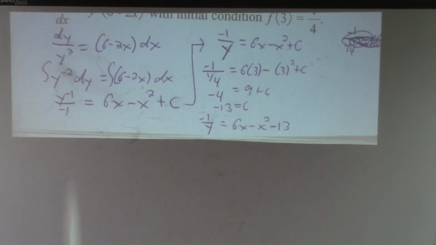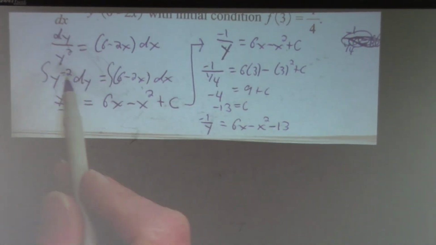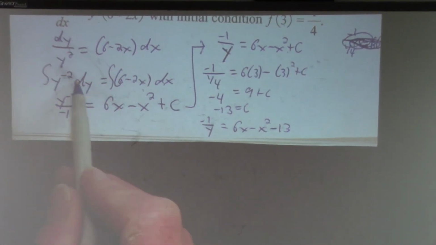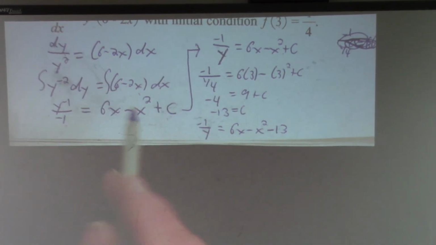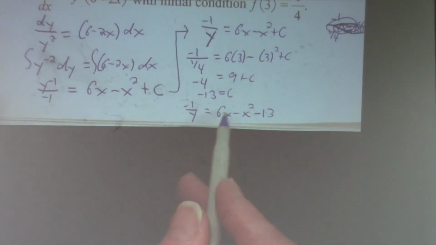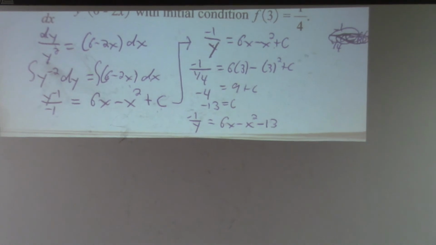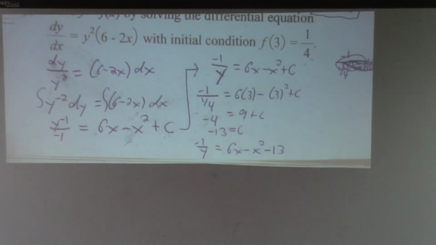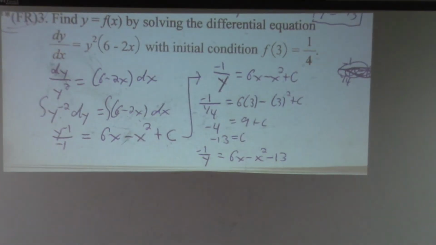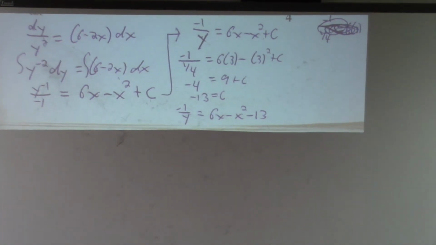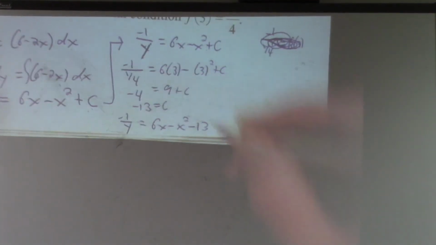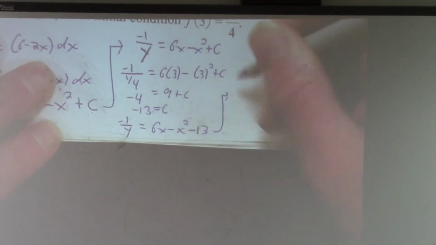So we have earned a point for separation, 2 points for integrating, that's 3, a plus c point 4, using the initial condition 5. The 6th point is going to come from solving for y. That's the way the rubric was designed when it allotted the points for this problem. So to solve for y, it looks like I can times both sides by y.